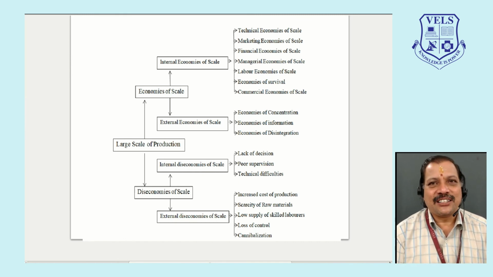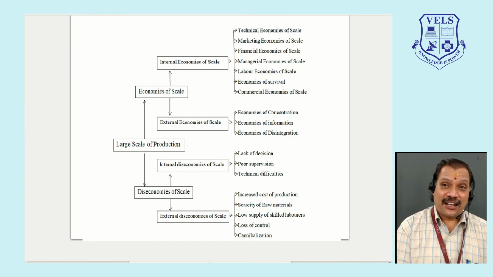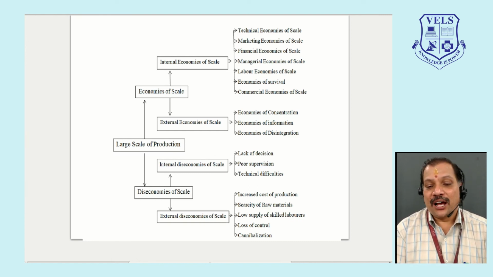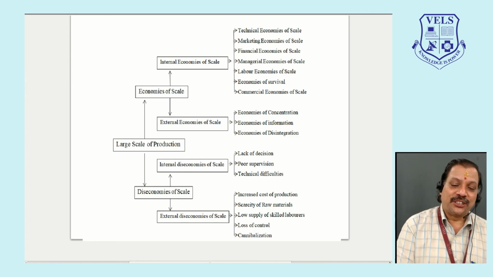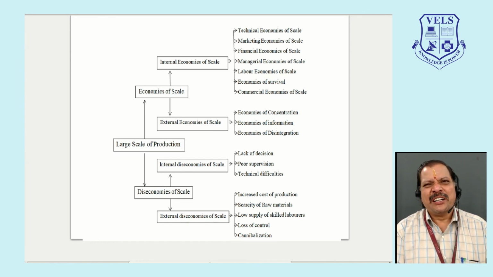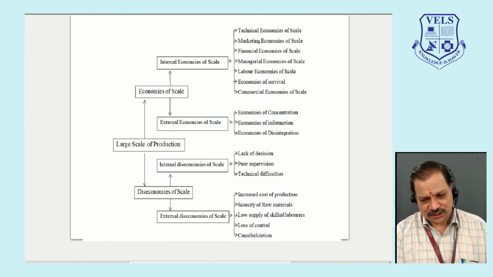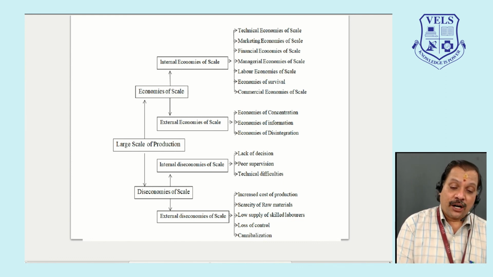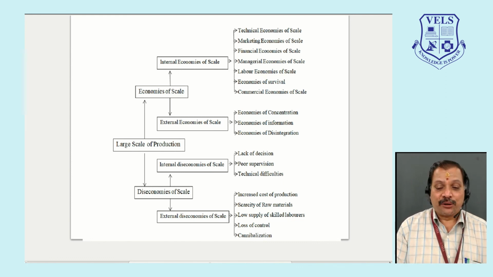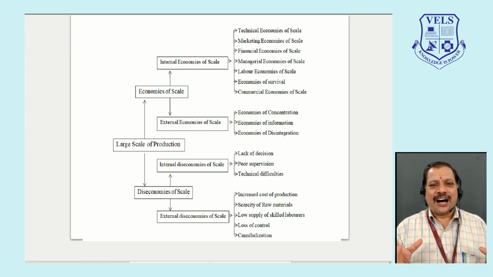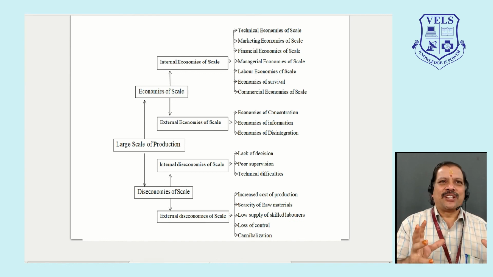Coming to the other side, there is the disadvantage of large scale of production, or diseconomies of scale. Internal diseconomies of scale: lack of decision, poor supervision, technical difficulties; these are some of the problems internally. Likewise, there will be some problems externally: increased cost of production, scarcity of raw materials, low supply of skilled laborers, loss of control, cannibalization, all these things. So when they ask in Section A what is economies of scale, you just say the advantages are called economies of scale, and the disadvantages are called diseconomies of a large scale of production.